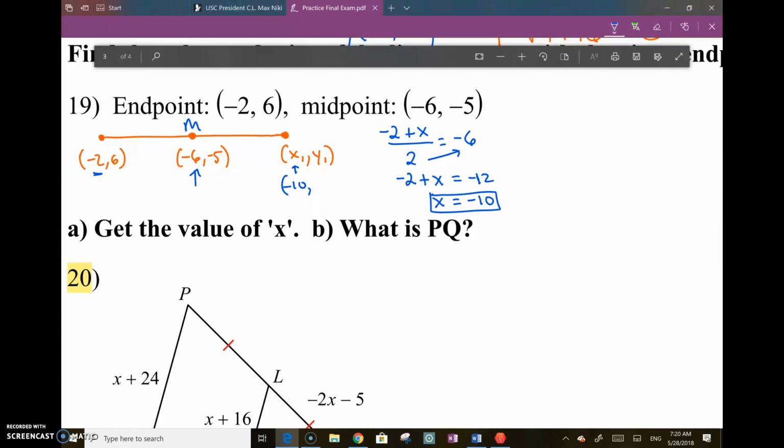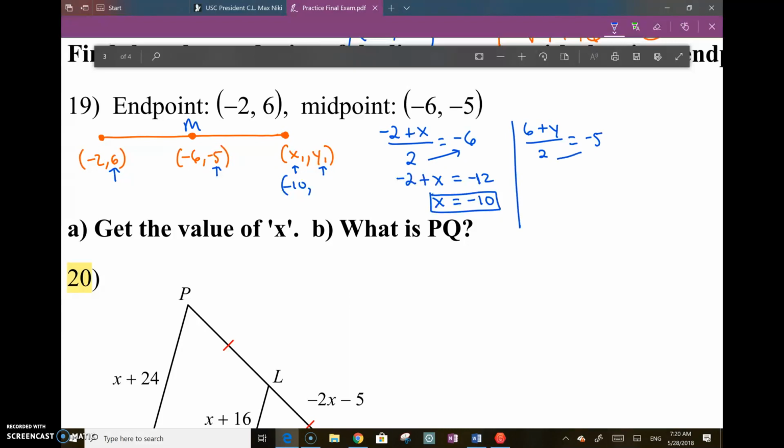Okay, now to get the y, I do the same thing, except with the y's. So I will say that the value of my 6 added to whatever my mystery y is will give me my negative 5. So I'm going to set it up that way. 6 plus my mystery y divided by 2 is equal to negative 5, the y value of my midpoint.